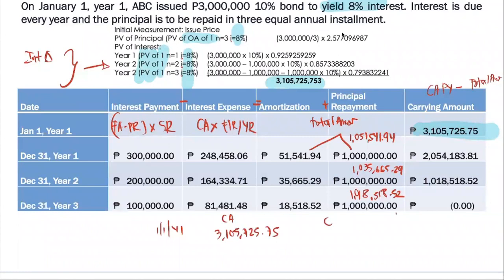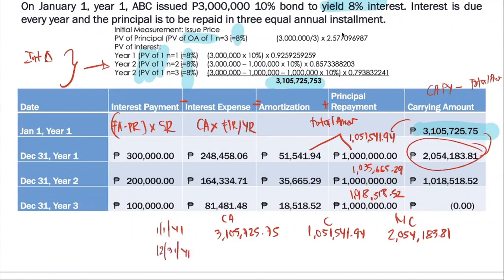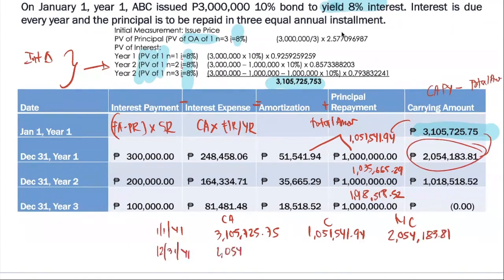Okay, so again, on January 1, year 1, what is our carrying amount? 3,105,725.75. What is the current and non-current portion? Current niya ito, non-current niya ito, di ba? So current, 1,051,541.94. Sa non-current naman, 2,054,183.81. December 31, year 1. So our carrying amount now is 2,054,183.81. What is our current portion? Ito naman, 1,035,665.29. Non-current portion, 1,018,518.52.